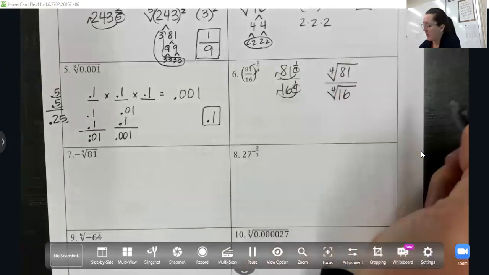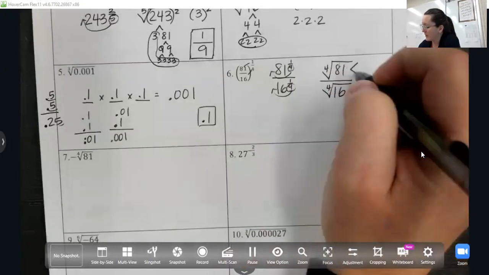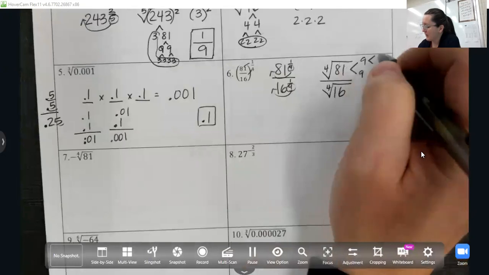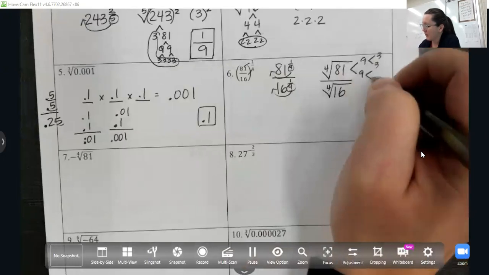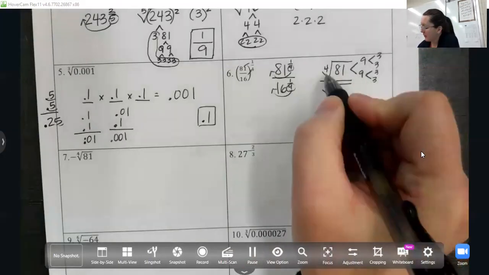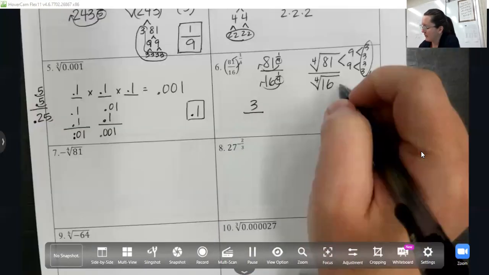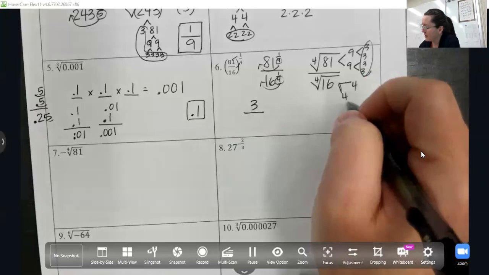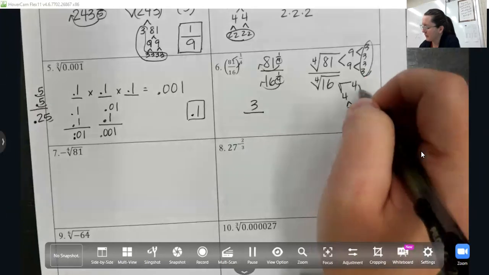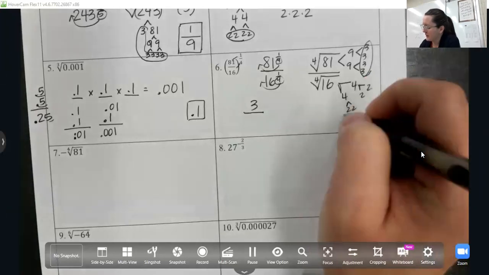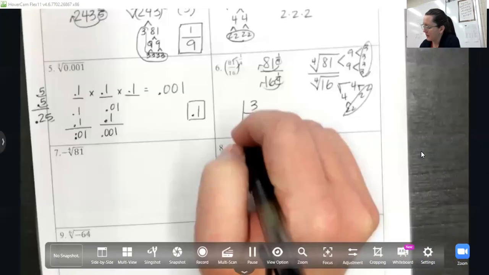Hopefully you know this by heart, but if not, we can break it apart. This is 9 and 9. 3 and 3, 3 and 3. I'm looking for a group of 4. I have a group of 4 here. It's 3. Let's do the 16, 4 and 4, 2 and 2. I'm just doing it out to the side because I didn't have any room underneath. It's a 2, so your answer there is 3/2.